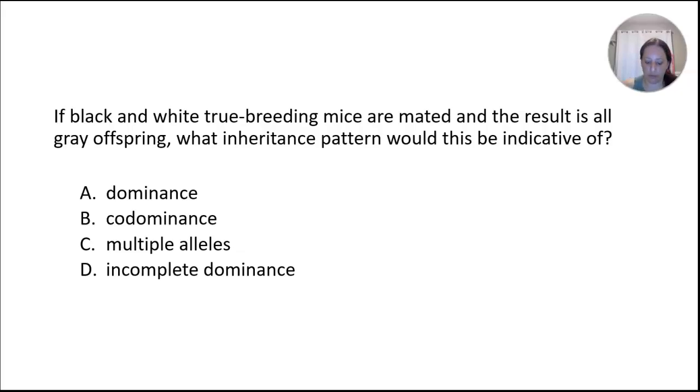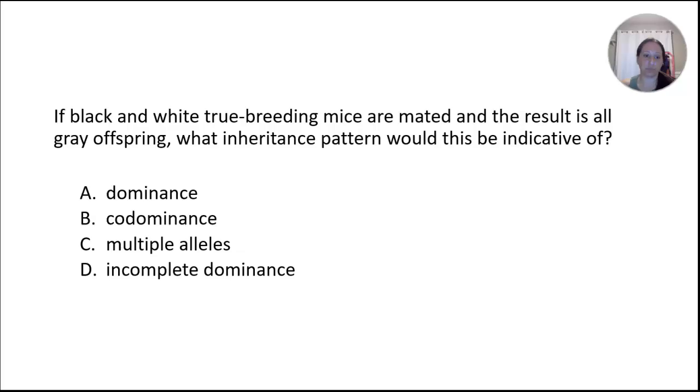Okay, next question. It says, if black and white true breeding mice are mated and the result is all gray offspring, what inheritance pattern would this be indicative of? Okay, so we got black and we got a white mouse, and they're mated and they end up with all gray. That's an intermediate phenotype. So off the bat, you should tell me this is probably an example of D, incomplete dominance, right? So just like our 4 o'clock flowers, you mate red and white and you end up with pink.